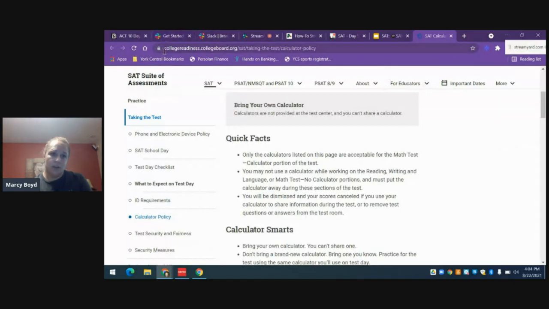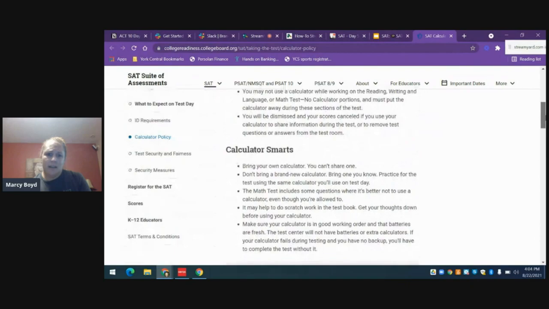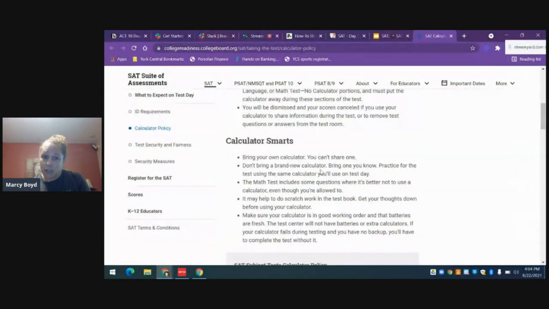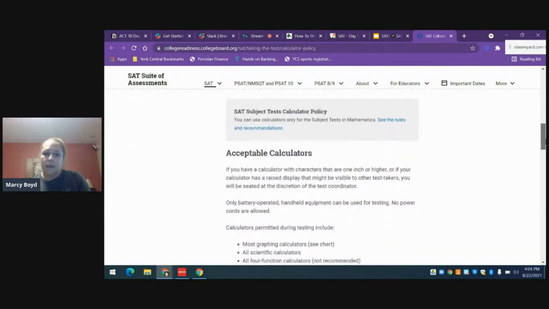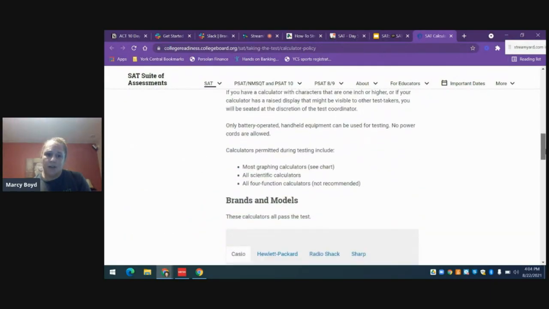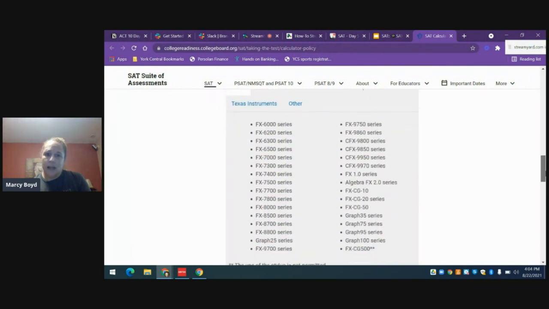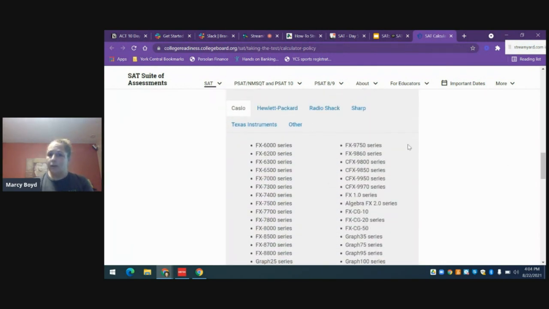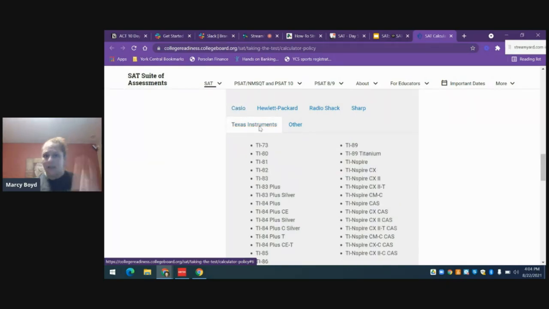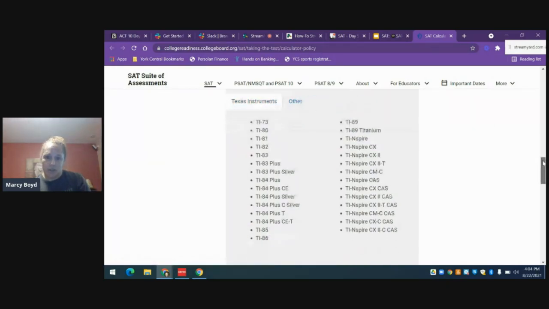If you're looking for it later, on College Readiness you can just Google SAT calculators allowed. It says bring your own, you can't share, and don't bring a brand new calculator; bring one you're familiar with. Most calculators are allowed. I, for example, use Texas Instruments, but this is a great chart. You choose the brand you're used to, and it tells you which ones you are allowed to use.